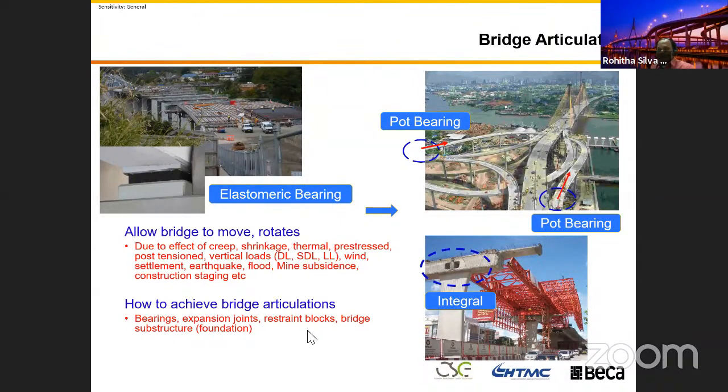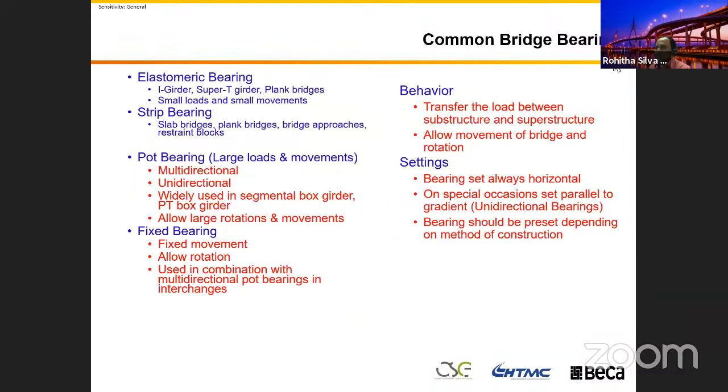Another thing is what we call the restraint block in the bridge. You saw on the abutment and the first cross section, we put the restraint block that will make sure the bridge does not move transversely. That we do. Another thing, bridge substructures and foundations: the classic example is that we take the ground condition, take advantage and increase the flexibility. And then the common types of bearing we use: elastomeric bearing, strip bearings, the pot bearing.